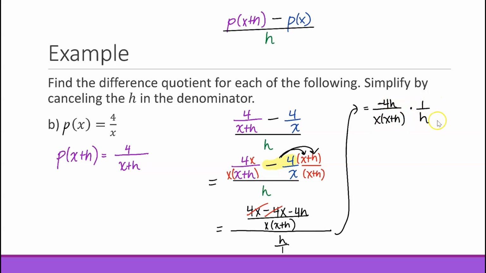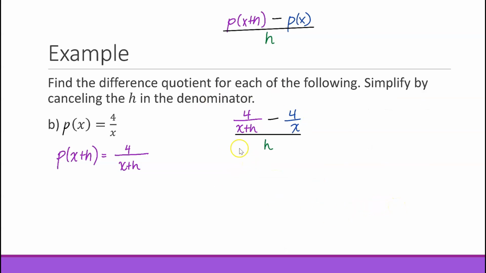And now I can see that these h's are factors, right? Everything here is being multiplied and divided, so h over h is just 1. So this h and this h cancel because h divided by h is 1. So all I have left is negative 4 over x times the quantity x plus h. So it's not wrong to distribute in this x. If you wrote x squared plus xh, that's fine. But it wasn't necessary. So here we're done because we canceled the original h that was in the denominator. So I know there's an h in the denominator, but we canceled that original h. So this is my simplified difference quotient.